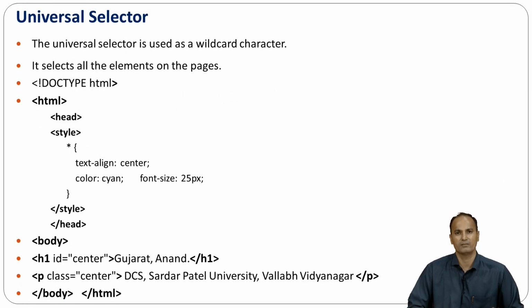ID would be a unique one, while class doesn't require any uniqueness. The next selector is the universal selector. Universal means global. If you want a particular CSS effect to be applicable to the whole document, then you can provide it using a universal selector, and that will be identified using a star. As you can see on this screen, the star is used for a particular CSS effect on all the tags or the contents of the HTML document.